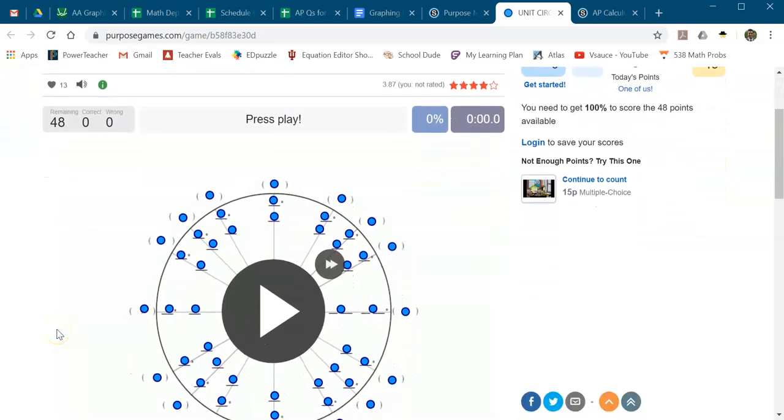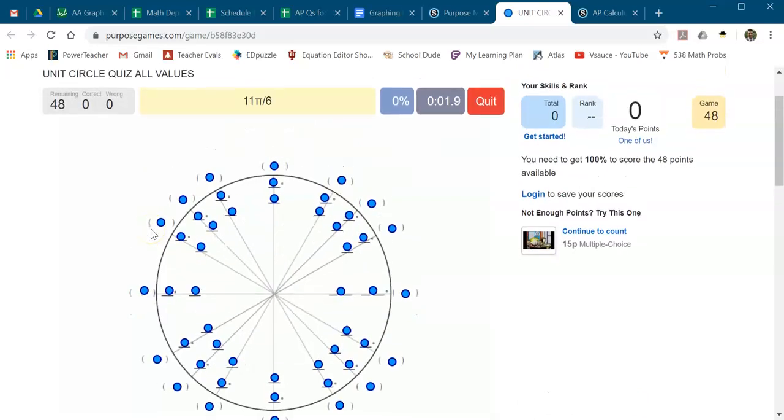The purpose of this unit circle game is to just get you familiar with all the coordinates and all the angles in both degrees and radians on the unit circle. So let me show you how that works now. Push play. You may have to enable Flash.